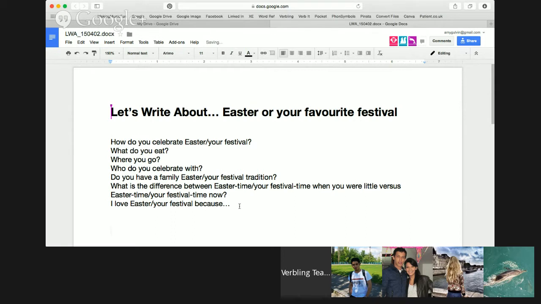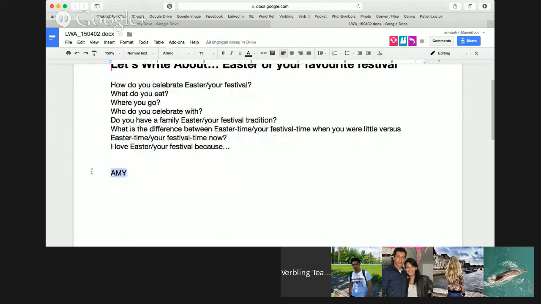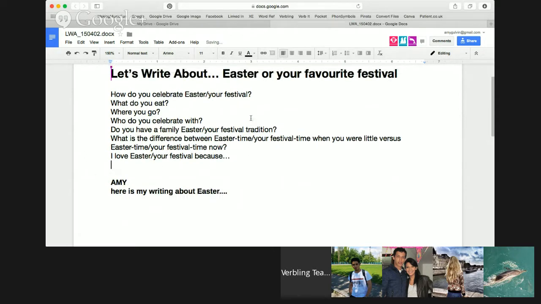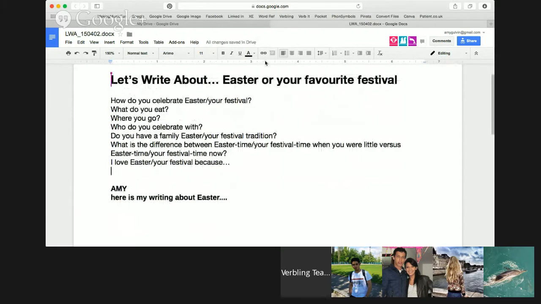So if you'd like to, you can write straight into the document. If you want to do that, just type your name below the question so that we can leave those at the top for everybody to reference. So if it was me, I'd be writing Amy, and then here we go, here is my writing about Easter. If you don't want to write straight onto the document because you find it a bit annoying, you can write somewhere else in your computer and then just copy and paste at the end of our writing time. So without further ado, unless anybody has any questions, you guys can get started. If you have any questions, please ask. I'm going to be here for the whole time.